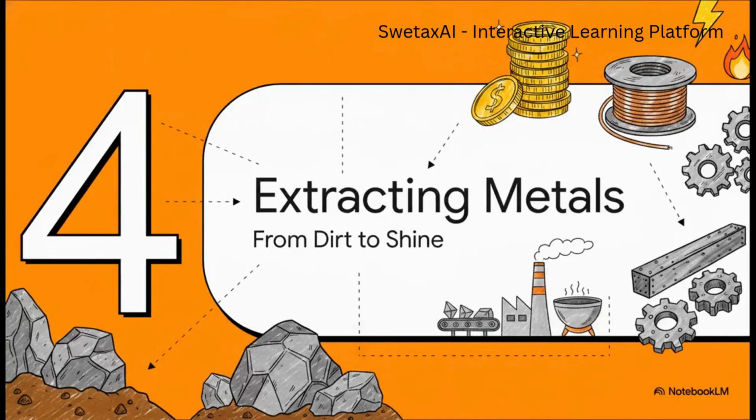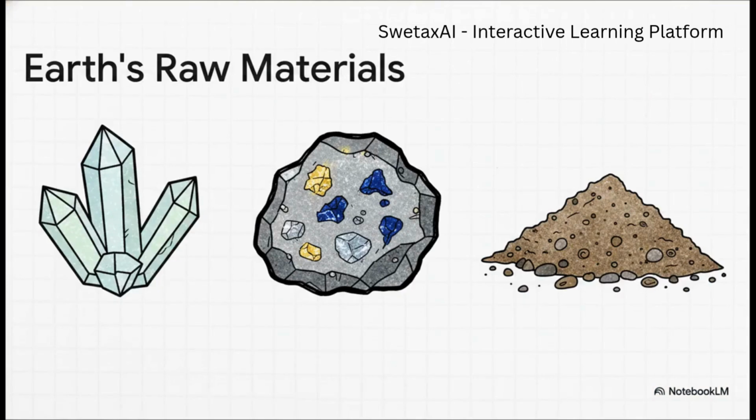Moving on to extracting the hidden metals, going from dirt to shine. Let's get our jargon straight before we start digging. In the Earth's crust, we have minerals, which are naturally occurring elements or compounds. But what we actually want are ores. These are specific minerals where extracting the metal is actually profitable. Of course, ores aren't pure. They're mixed with gangue, which is just a fantastic word for all the useless soils, sand, and rock we have to strip away.